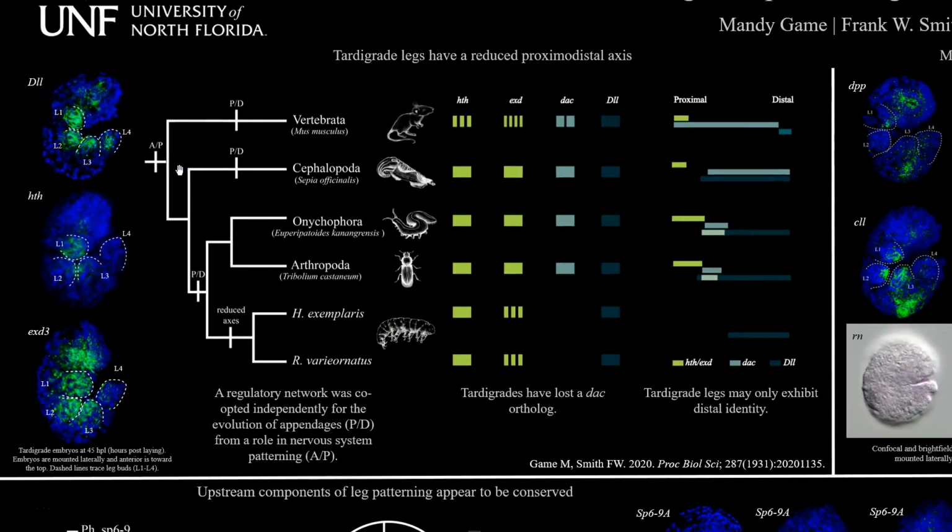The first thing I looked at in tardigrades were the leg gap genes, and through that study found that tardigrades are missing a very important gene called Dachshund, which patterns the intermediate regions of appendages in other animals. This led to the conclusion that tardigrades have lost an intermediate region of their appendages and have a reduced proximodistal axis. To learn more about leg gap genes in tardigrades, we published a paper about it this past summer, and the information to find that paper is right here.